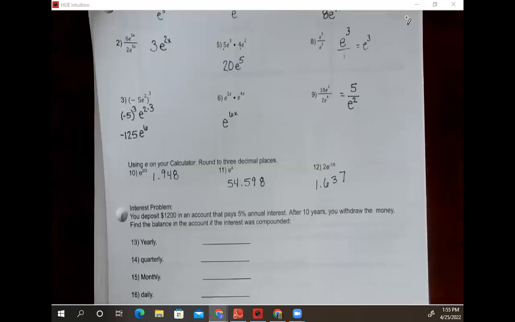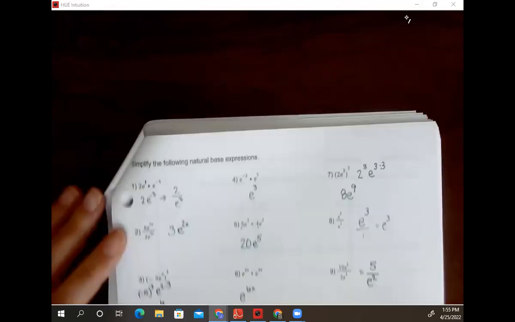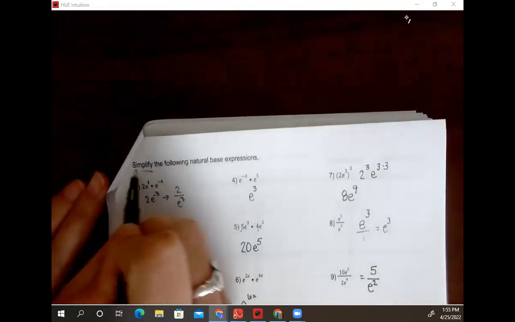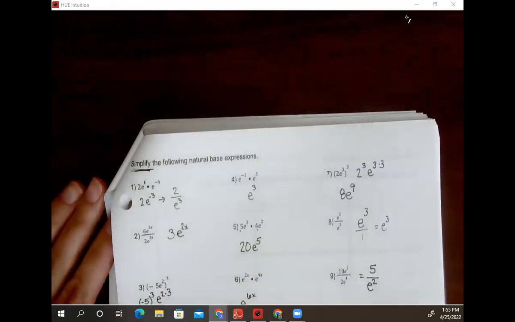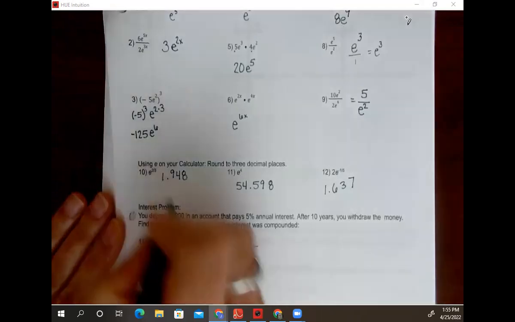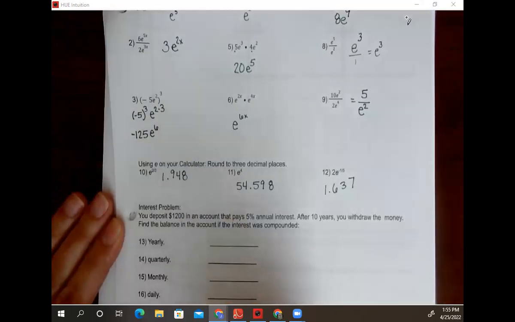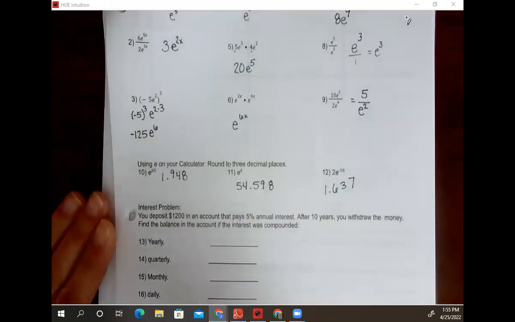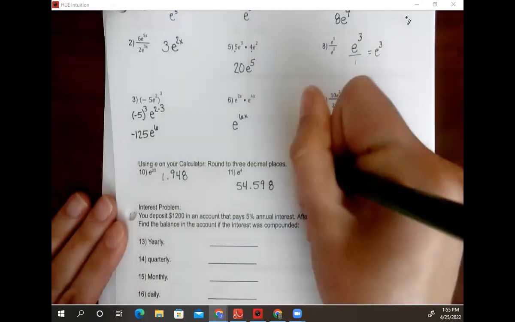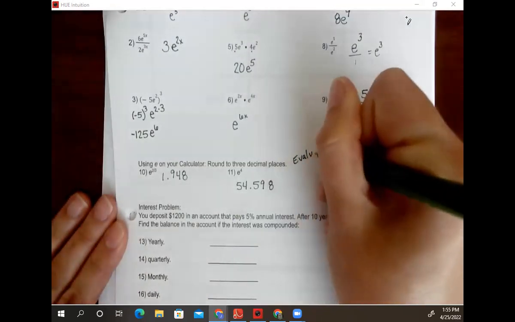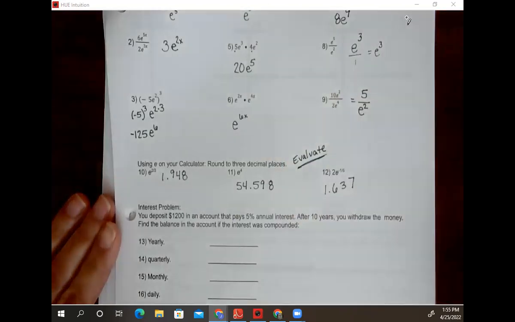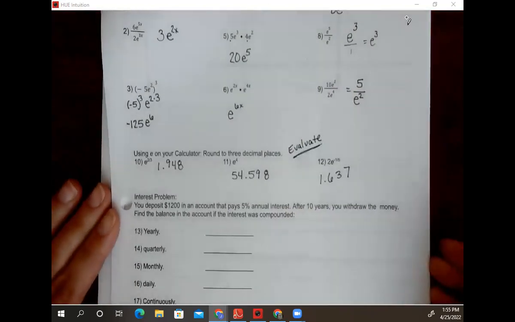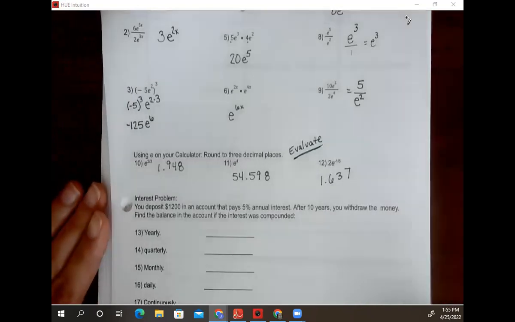Okay. I do want to point out a little difference in directions here so we know when to do what. For the top of page 25, our directions say simplify. So we keep E to whatever power. Towards the middle, it said using E on your calculator, it told me to round to 3 decimal places. If it were to say something like evaluate, then I would want to actually type that in my calculator. So just something to keep in mind.